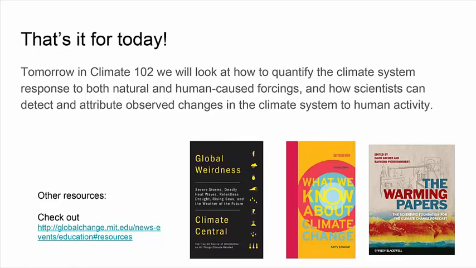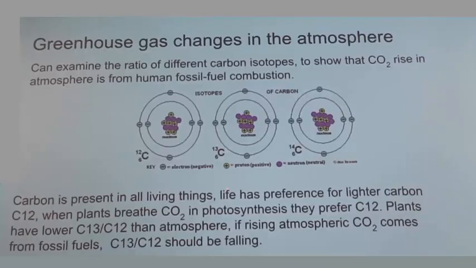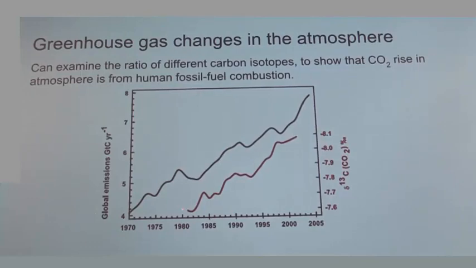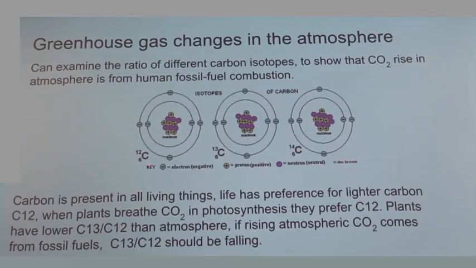I'll get back to that slide. So if you can take a sample of air. This is only since the 1980s when you had technology to look at the isotope ratios. So if you take a sample of air and you can measure how many are C12, how many are C13, how many are C14, you can see how this ratio of C13 to C12 is changing over time.